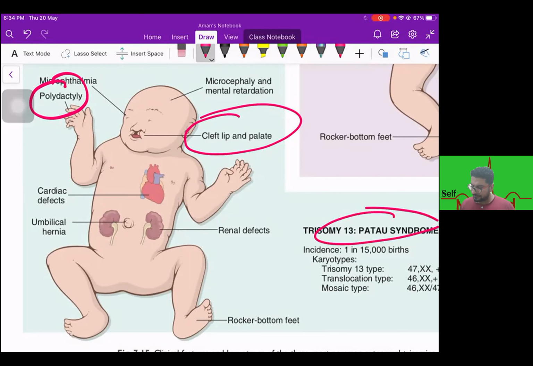So P for Patau syndrome, this is due to trisomy 13. P for puberty age. Puberty age generally is 13. Rocker bottom feet you can see in both the conditions.